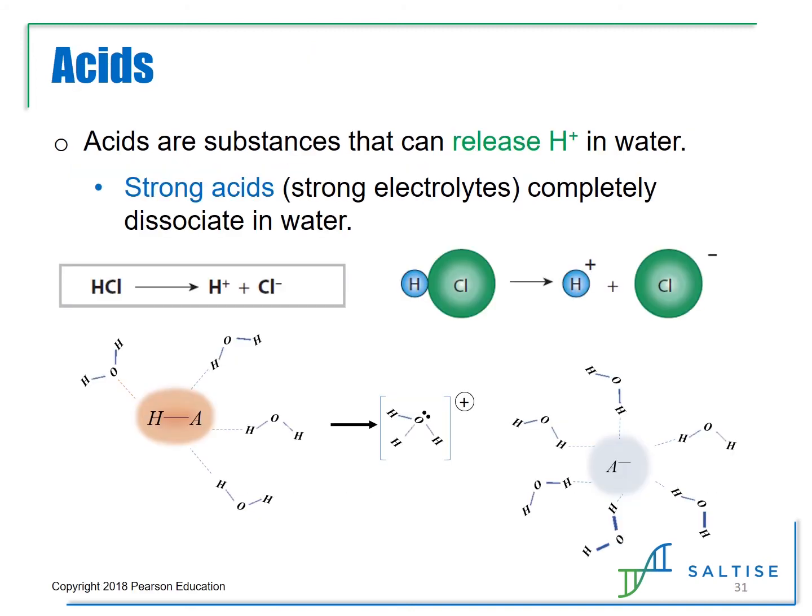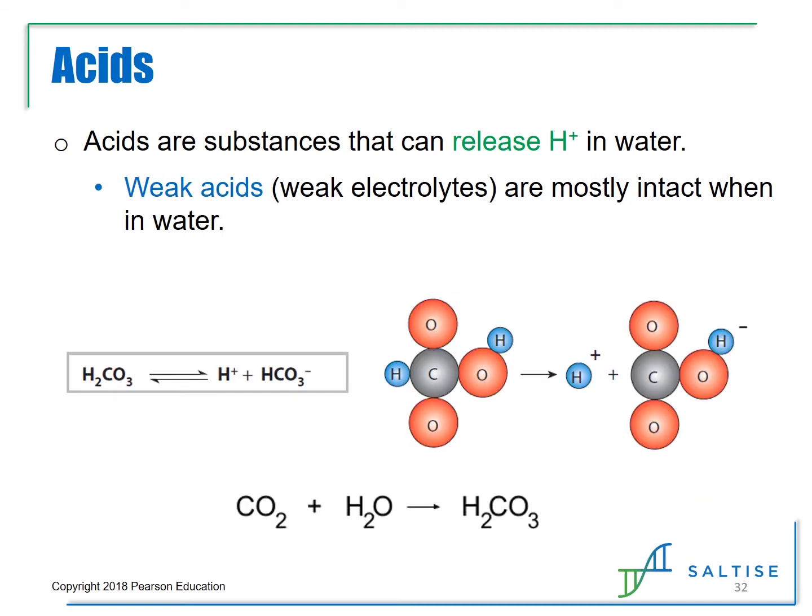Acids are defined as substances that can release hydrogen ions in water. This means that they can increase the amount of hydrogen ion in solution. Now, acids can be described as being strong or weak. Strong acids will completely dissociate in water. This makes them strong electrolytes, since every acid molecule separates into the respective ions. In this example, hydrochloric acid will completely dissociate into the hydrogen cations and the chloride ions. The water molecules actually help in pulling the ions apart from each other.